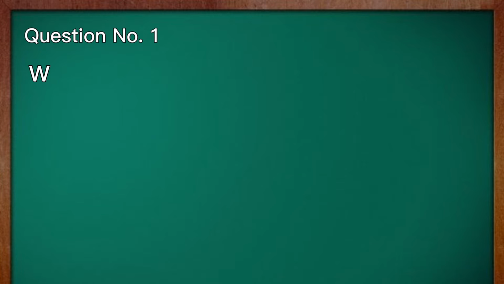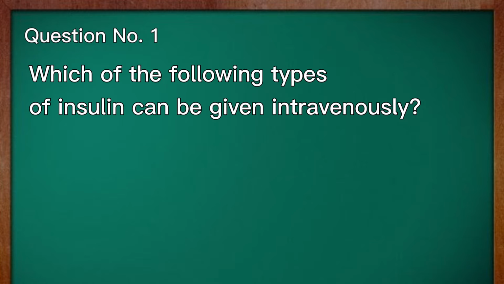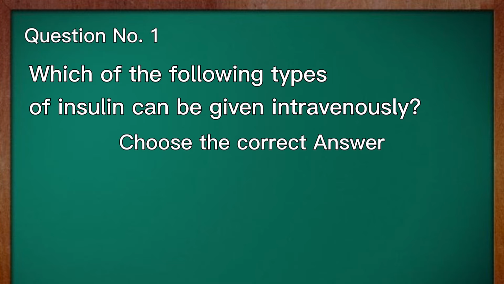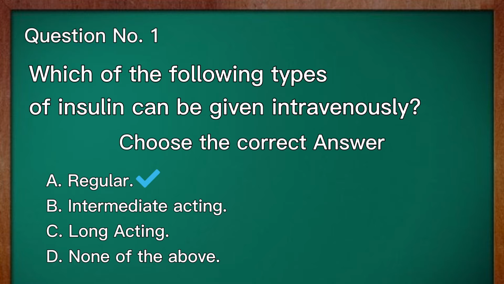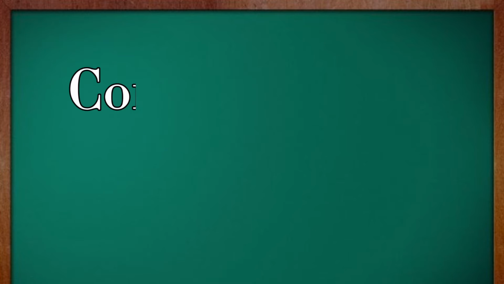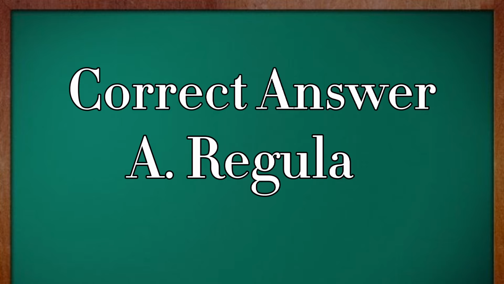Question number 1. Which of the following types of insulin can be given intravenously? Choose the correct answer. A. Regular. B. Intermediate acting. C. Long acting. D. None of the above. Correct answer: A. Regular.